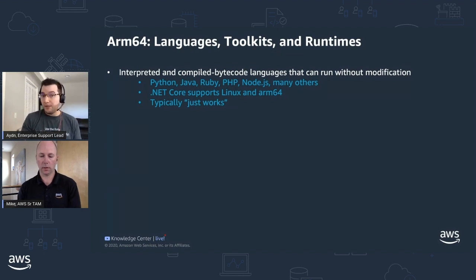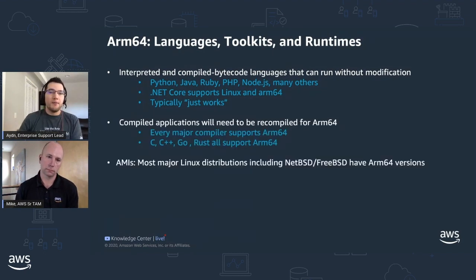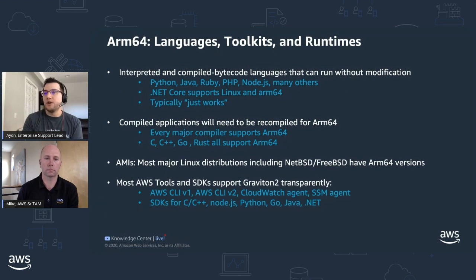In terms of AMIs, the Amazon Machine Images, most major Linux distros, as we covered, have been supporting ARM64 for a few years. And the same goes for the tools and the SDKs, like command line interface version 1.2, the agents, and furthermore, we have many SDKs that have ARM64 support. And those work transparently. So, yeah, we've got good news overall there. So, Mike, why don't you take us into stage one of migration then?